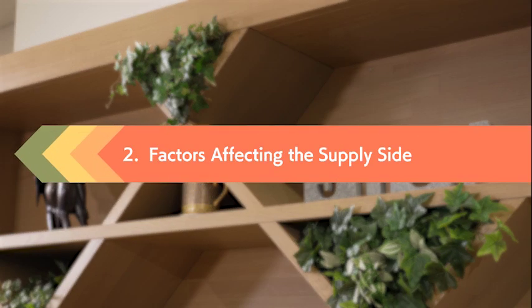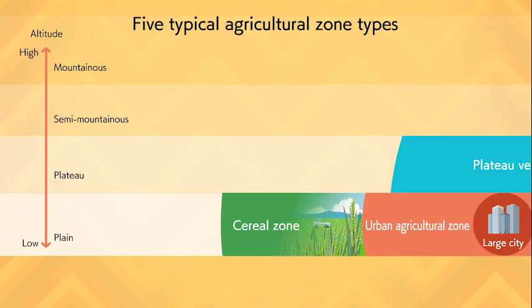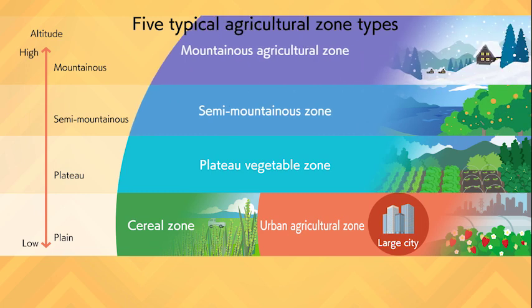2. Factors affecting the supply side. Let's start by looking at the factors that affect producers, or in other words, the supply side. Agricultural regions can be classified into 5 types. We will base today's discussion on Japan, but these classifications can be broadly applied to Asia, Africa, and other regions.